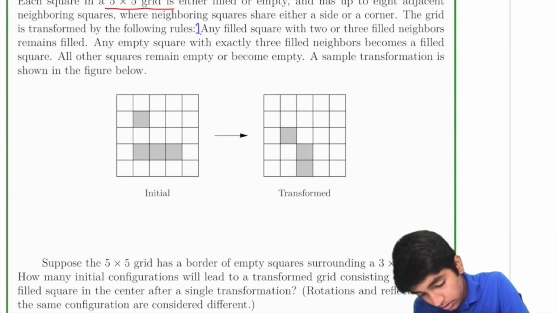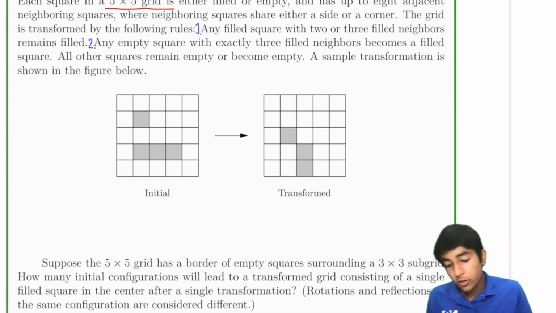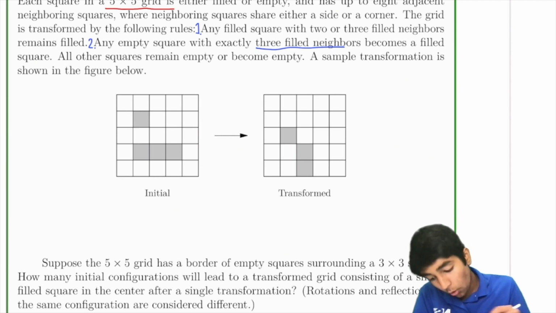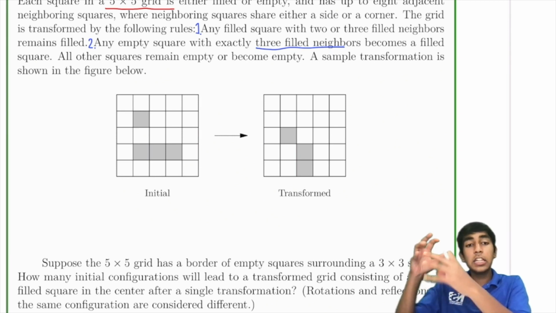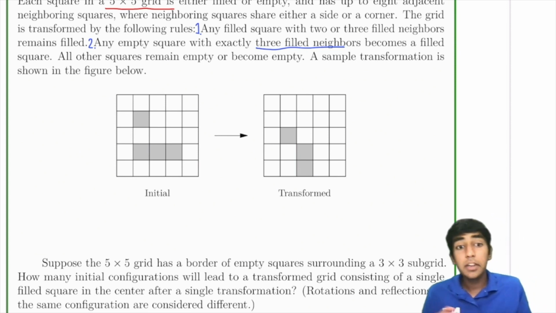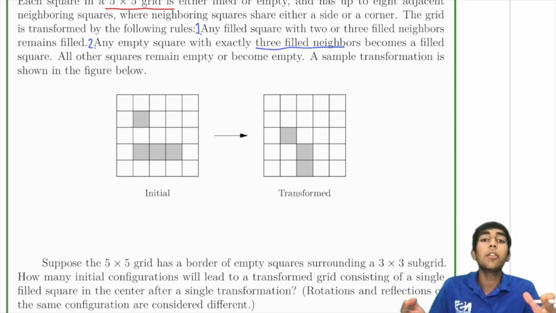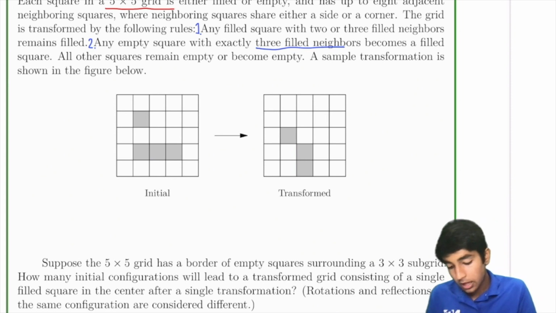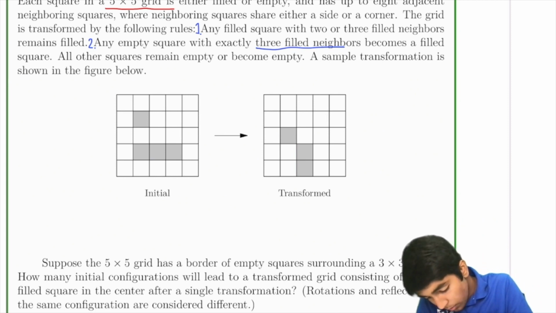Number 2, any empty square with exactly 3 filled neighbors becomes filled. So a filled square just needs 2 or 3 neighbors that are filled to stay alive. But an unfilled one needs 3 neighbors to become filled. So as you can see here, this square is adjacent to all 3 squares, so it will become filled when it's transformed.